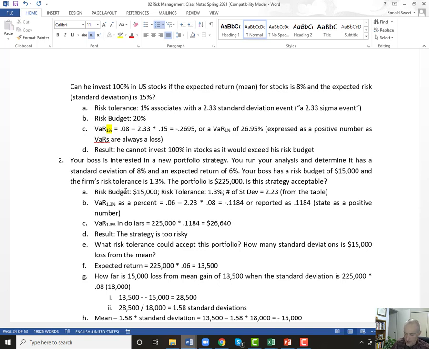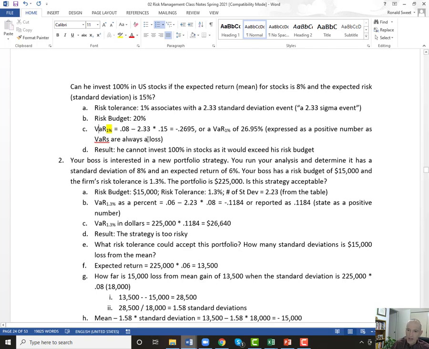So your 1% VAR is your mean, 8%. Remember that. We said is mean. Expected return is 8%. Minus 2.33, that's the table value, times 15%, the standard deviation. When we do that, we get negative 26.95%. Remember, with VAR, we always express it as a positive number. We know that VARs are losses, so we don't say that our VAR is negative 26.95%. We say that our VAR is 26.95%.